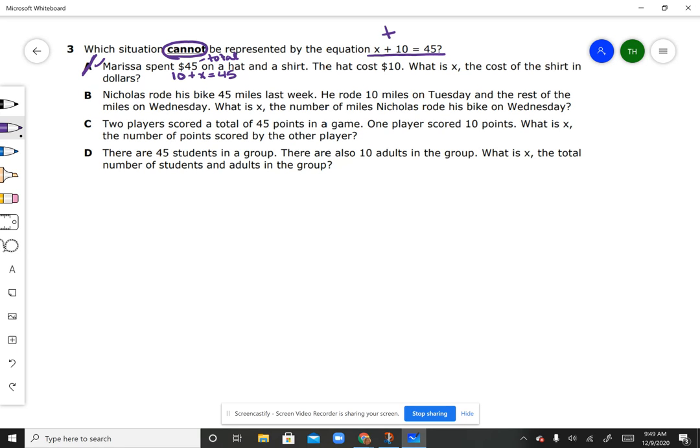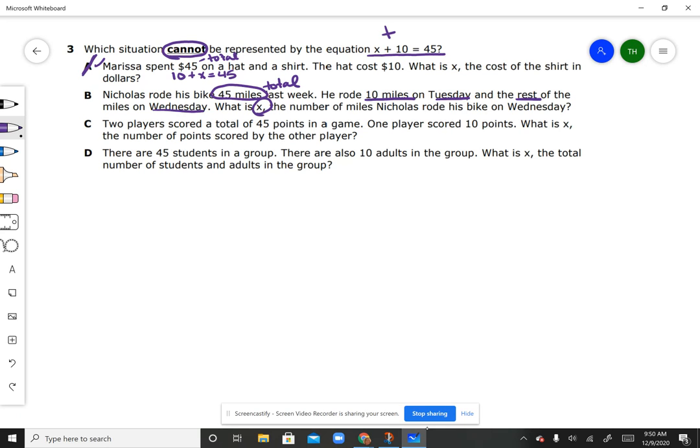Nicholas rode his bike 45 miles last week. He rode 10 miles on Tuesday and the rest of the miles on Wednesday. What is X, the number of miles Nicholas rode his bike on Wednesday? Okay. So if I'm looking, again, I've got 45 miles total that he rode, so that's my total. He rode 10 miles on Tuesday and the rest of the miles on Wednesday. What is X, the number of miles Nicholas rode his bike on Wednesday?